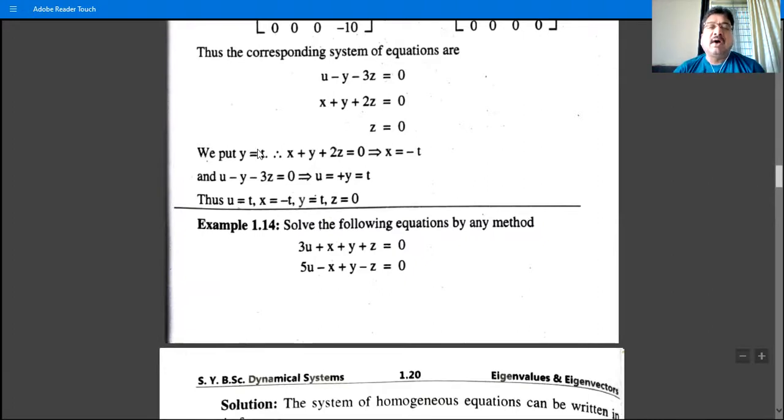So we assume y as t or r or s, take any notation. What is t? T is any real number. If you take t as 1, then we have the solution 1, minus 1, 1, 0. If we substitute t as 2, then we have 2, minus 2, 2, 0. So we have infinitely many solutions. If we substitute t as 0, then u is 0, x is 0, y is 0, z is 0. So that is the trivial solution.